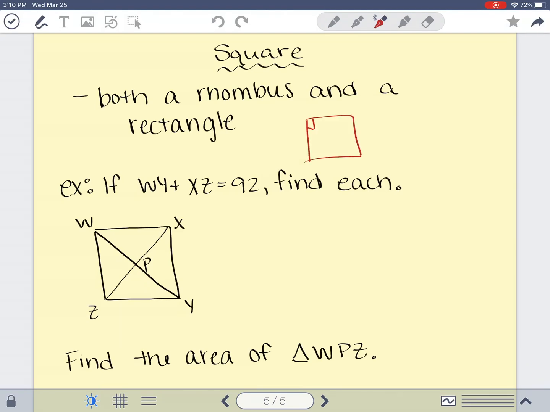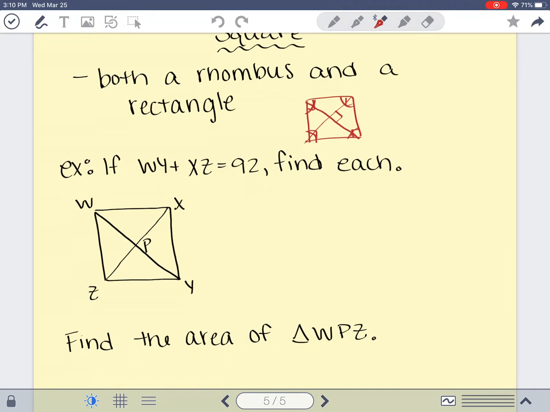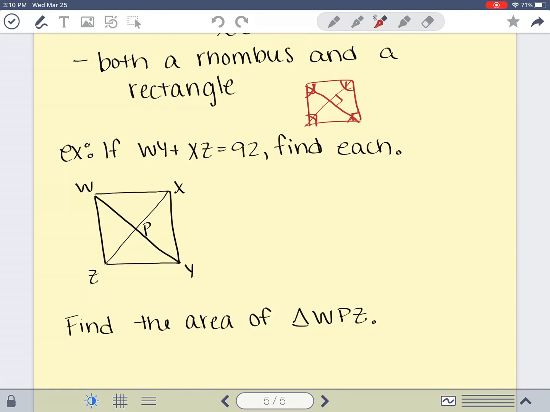So that means that if I have a square, all of my angles are right angles. My diagonals are congruent to one another. They bisect these opposite angles. And they are perpendicular to one another. There's a lot of information that we can learn about squares.